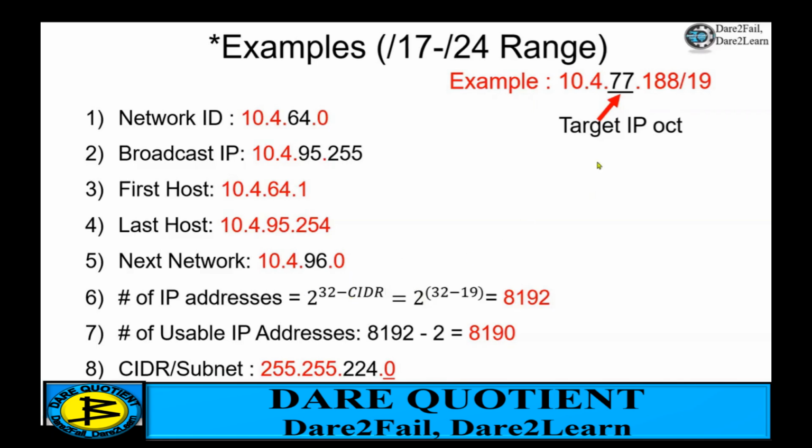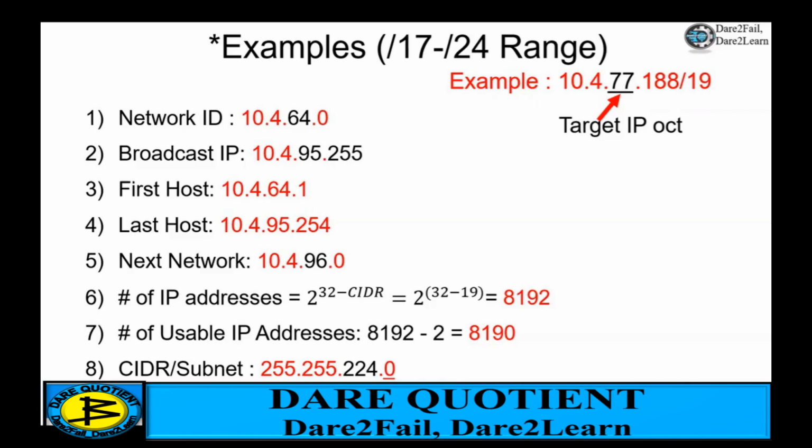Now we have a group size of 32 going in increments. Remember, your target IP octet is 77, going in increments of 32. So we're doing a group size, step size increment. So you go 0, 32, 64, 96. Your target IP is 77, so it falls between 64 and 96.